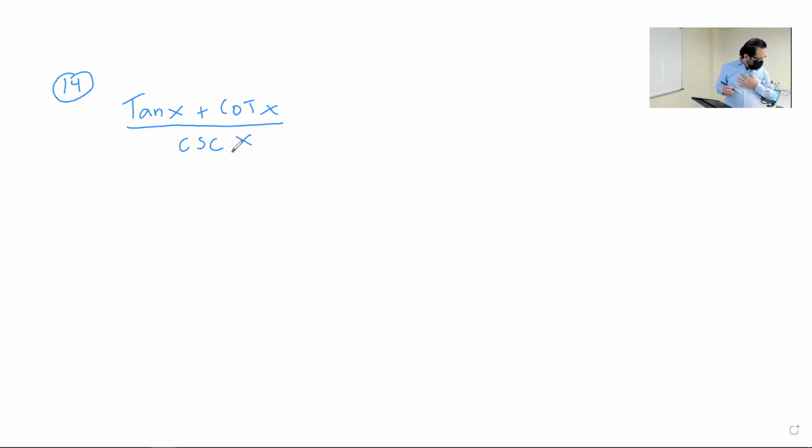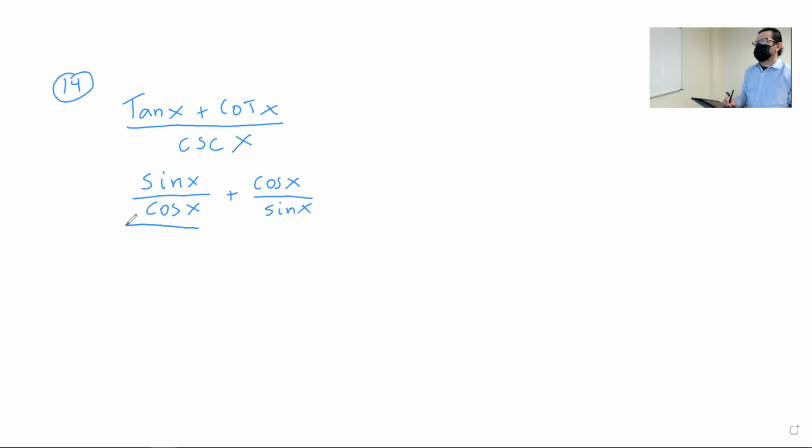And so what I'm going to do for this one is turn everything into sine and cosine. Tangent is sine of x divided by cosine of x. Cotangent is cosine of x divided by sine of x. And cosecant is 1 divided by sine of x, okay?